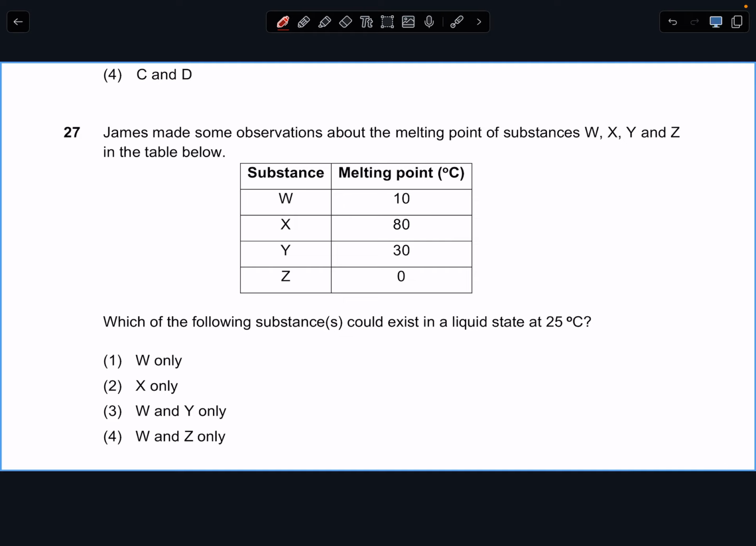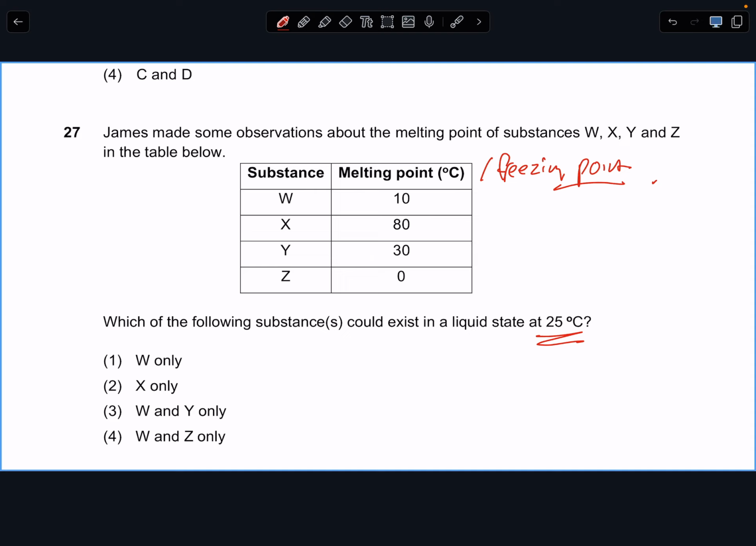James made some observation about melting point, which of the substance could exist in a liquid state. So take a look at it. W is melting point is also the same as freezing point. I want everyone to write this down. In your exam, if you encounter such a question, when you see melting point, straight away write down it is also the same as freezing point. You must. Don't be complacent, please.